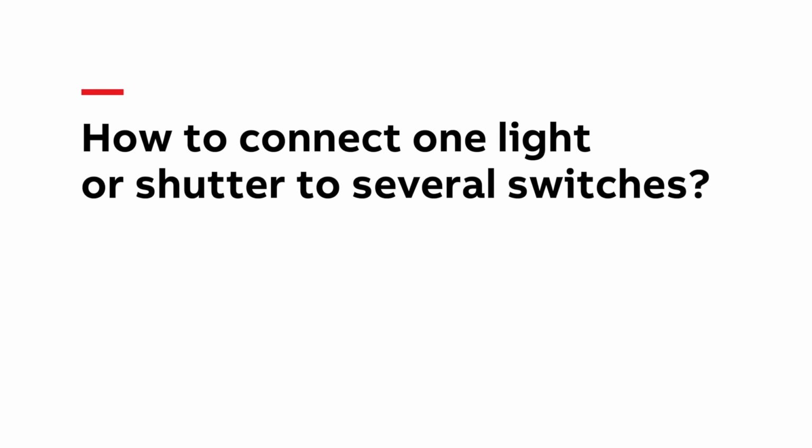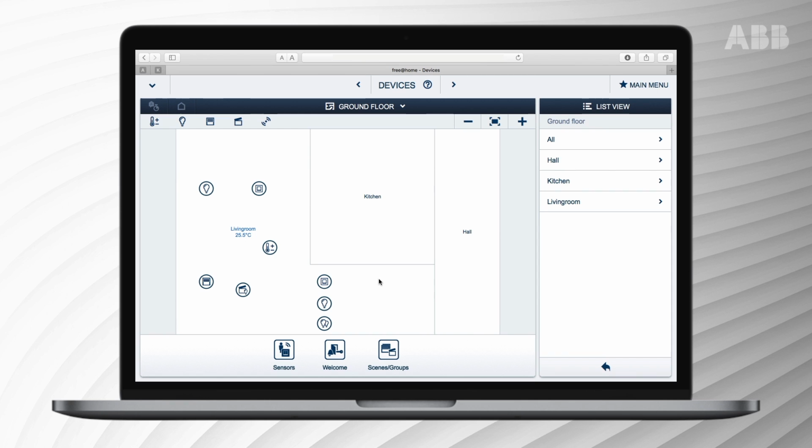How to connect one light or shutter to several switches. If you've already connected a light or shutter to a switch, you can add a second switch to operate it. Press on a second switch. Select which switch you want to connect to the light or shutter.